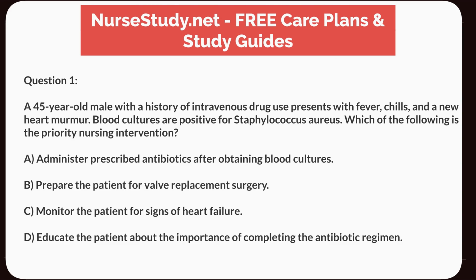Question 1. A 45-year-old male with a history of intravenous drug use presents with fever, chills, and a new heart murmur. Blood cultures are positive for Staphylococcus aureus. Which of the following is the priority nursing intervention?